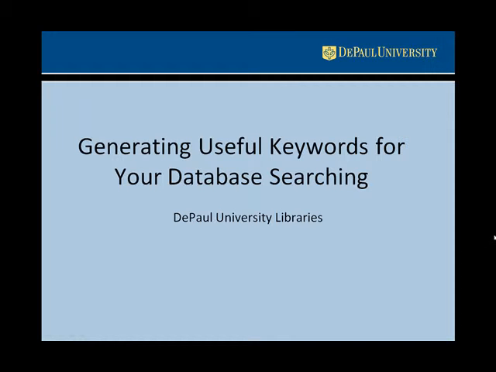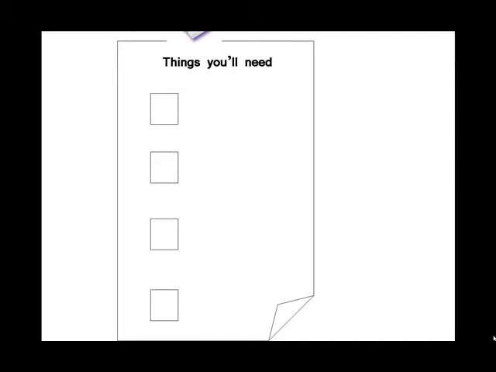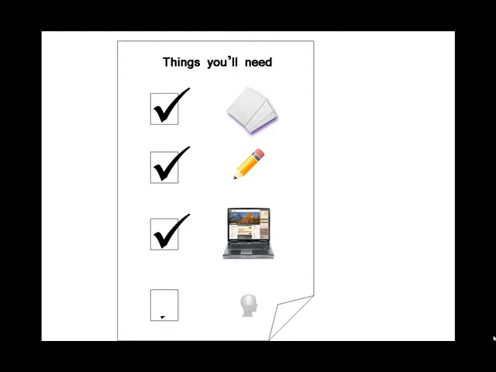Hello! This tutorial shows you how to identify useful keywords that you can use when you search for articles in databases. Here's what you'll need: some blank sheets of paper, something to write with, access to the library website, a little imagination, and a willingness to experiment.